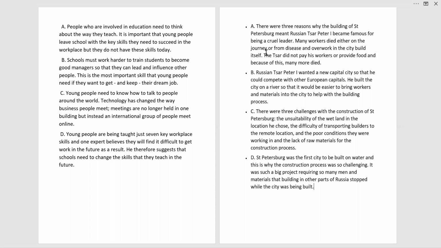The final problem was supplying the materials themselves. Whole forests were cleared to provide wood, hills flattened, and lakes filled in. Stone became so hard to find that Peter banned anyone else in Russia from using it. It was a truly impossible city to build and made him unpopular.